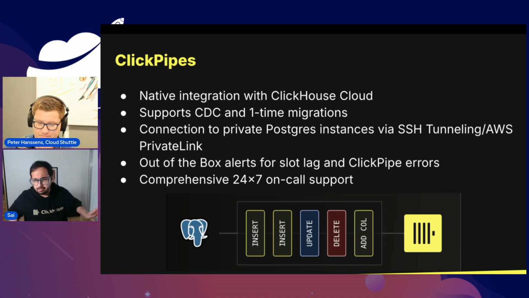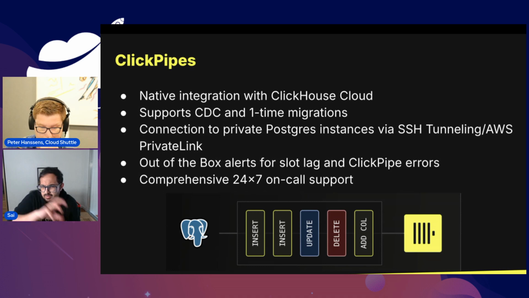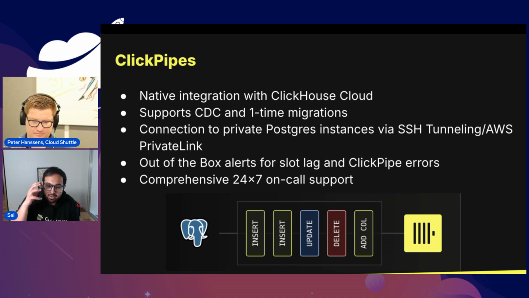Coming to ClickPipes, ClickPipes is the native ingestion service of ClickHouse Cloud. It's basically the Postgres CDC connector. ClickPipes supports a bunch of sources. You have object storage sources like S3, and streaming sources like Kafka, Kinesis, Red Panda. We recently added database sources, and we added the Postgres CDC connector, which is in public beta.